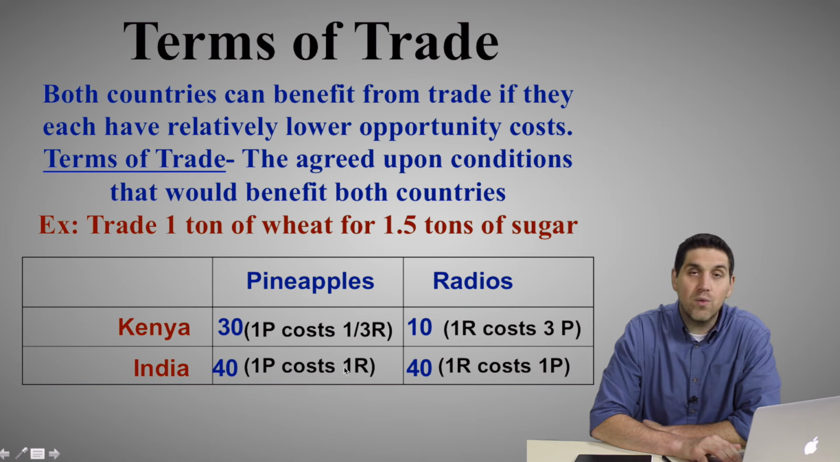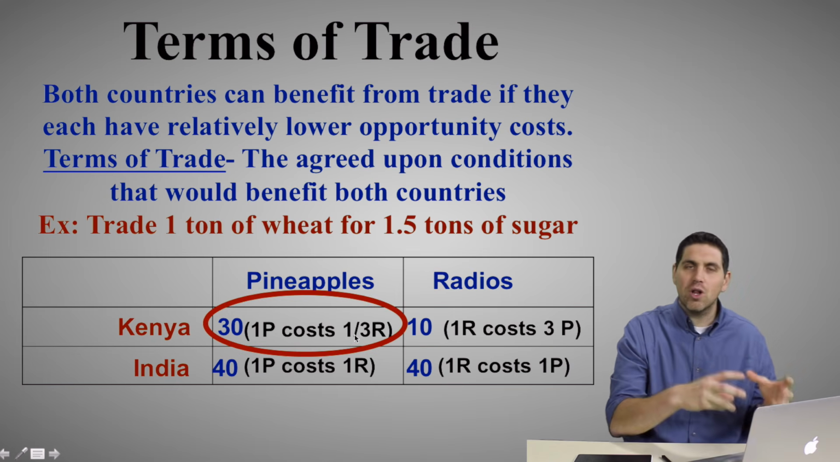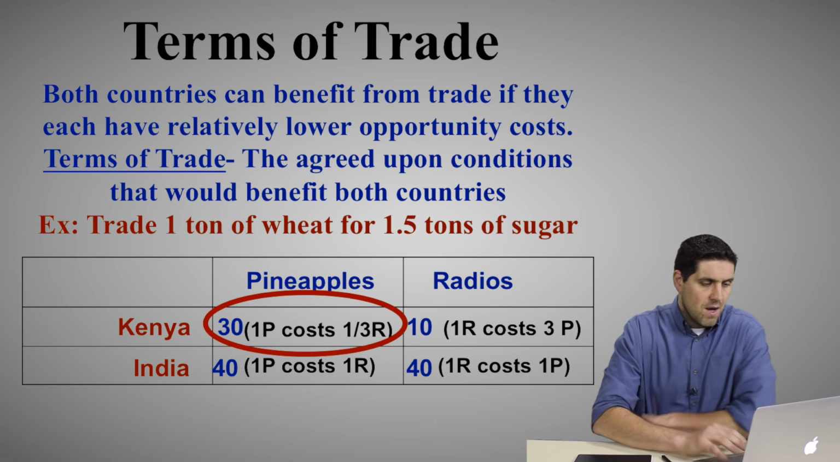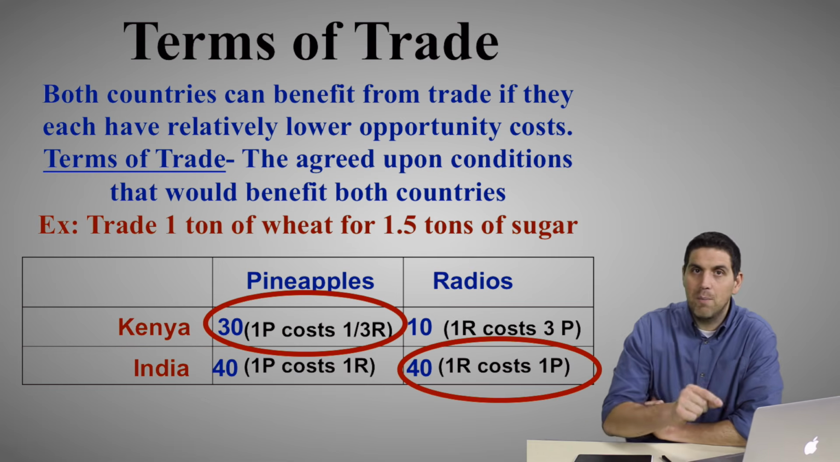For India, it costs 1 radio. Who would you rather have producing the pineapples? The one that has a lower opportunity cost. So Kenya should produce pineapples. Again, I'm circling the one that has the lower opportunity cost, the one who should specialize in pineapples. Right? India has a lower opportunity cost, 1 compared to 3, in producing the radios, and so they have a comparative advantage.